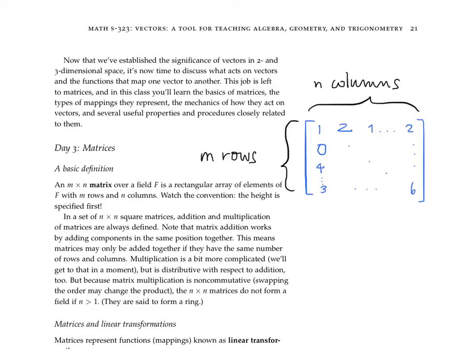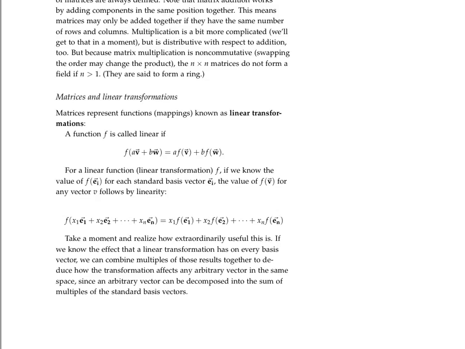So let's take a look at what types of transformations matrices represent. Matrices represent functions or mappings where we take one input and we give an output. We call that a mapping. These functions are mappings known as linear transformations. And be very clear with yourself that a linear equation, as in y equals mx plus b, is not the same thing as a linear transformation. So what is a linear transformation?